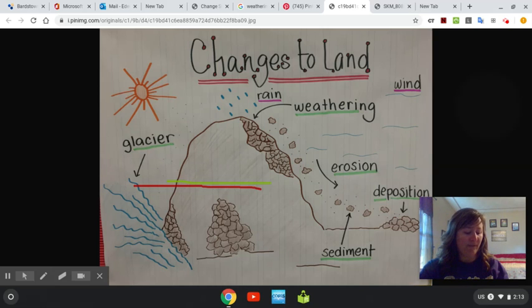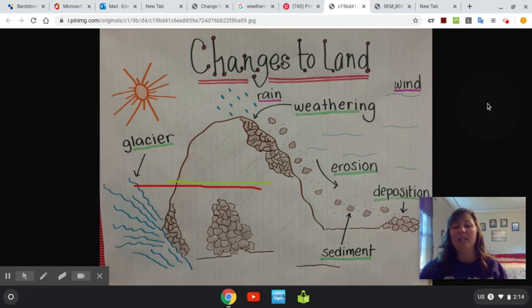Let's start off. I'm going to do a really quick review because we have not been at school. When we left, we were talking about slow changes and fast changes. Fast changes, remember, happen instantly, versus slow changes, which take years and years and years to happen. Some examples of fast changes are earthquakes, volcanoes, landslides, and wildfires, and you want to pay very close attention to how they change the surface of the earth.